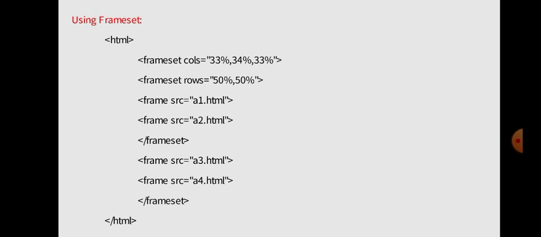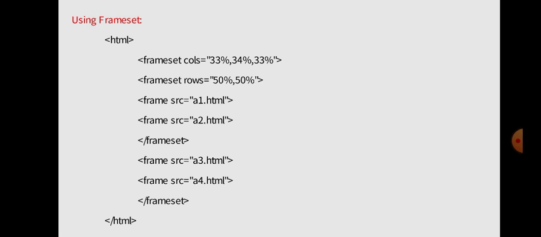So here I am closing the frameset tag, the rows related frameset tag. Next I am taking the frame src is equal to a3.html. It will be stored in the second column, and frame src is equal to a4.html. This HTML document will be stored in the fourth frame. Again I am closing the first frameset tag, next closing the HTML tag.